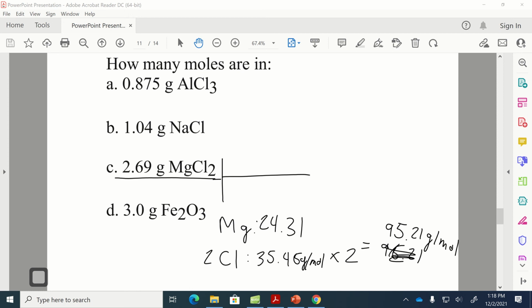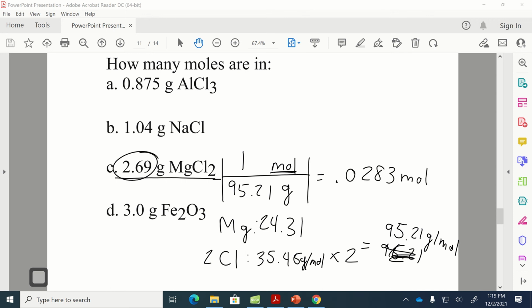All right. So how do I set this one up, though? I'm in grams, so I'm coming from grams going to moles. And this is where I see where the biggest mistakes generally occur. I'll see people write 95.21 on the top. This is moles, though. What goes in front of moles? 1. 95.21 on the bottom. So 2.69 divided by 95.21. I need 3 sig figs, so this comes out to 0.0283 moles.